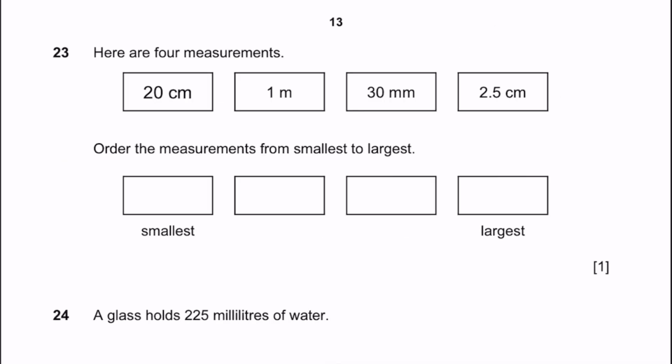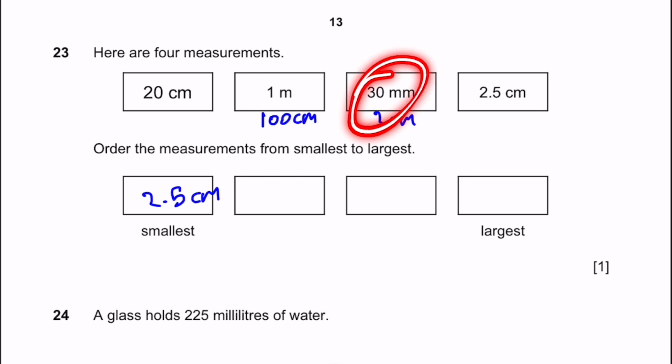Question 23. Here are 4 measurements: 20 centimeters, 1 meter, 30 millimeters, and 2.5 centimeters. Write the measurements from smallest to largest. Let's convert all of them to centimeters. 1 meter is 100 centimeters, 30 millimeters is 3 centimeters. So the smallest over here is 2.5 centimeters. You can write that normally because it's already given like that.